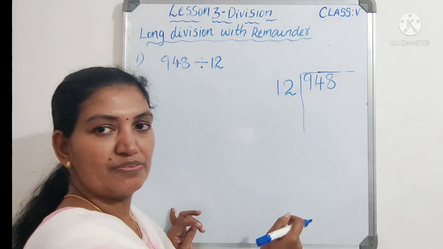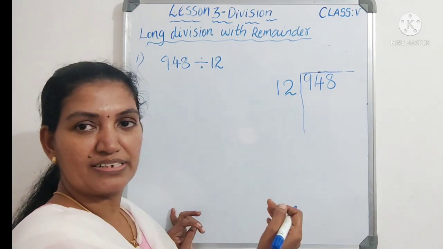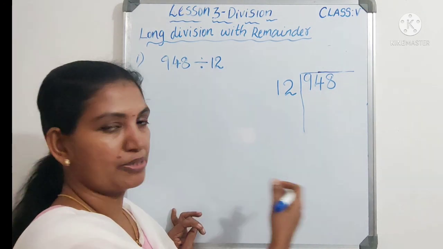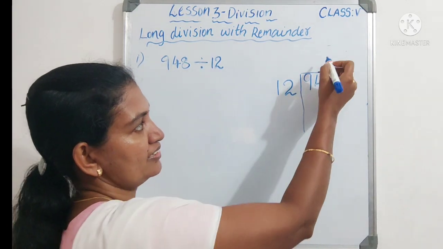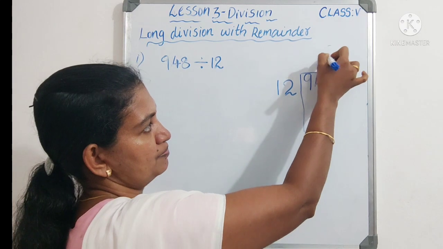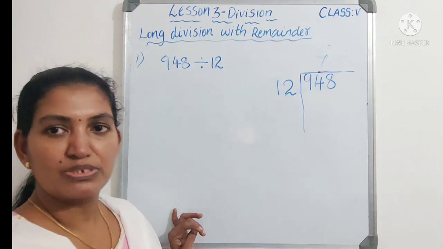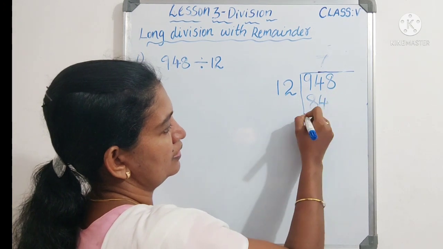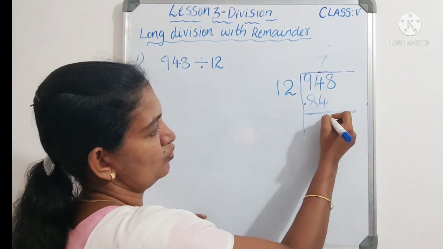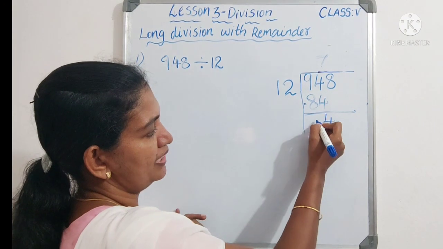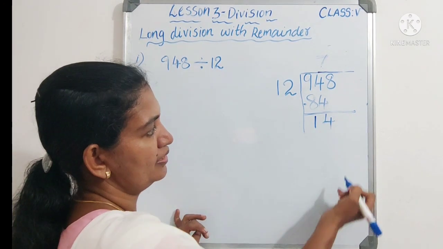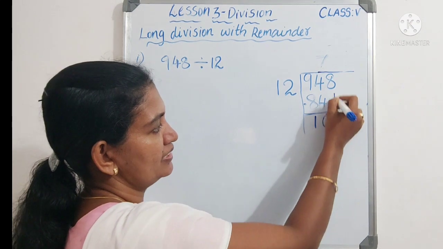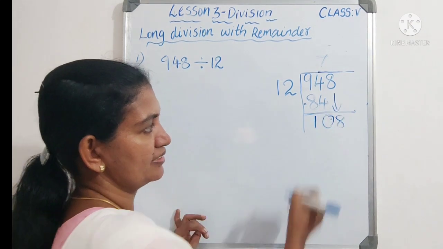If you know the table you can find this. Otherwise you have to check in 94 how many times 12 is coming, by multiplying and finding it. Here I check, and I got 7 times. 7 times 12 is 84. Then subtract. 4 minus 4 is 0. Next digit, bring down 8.